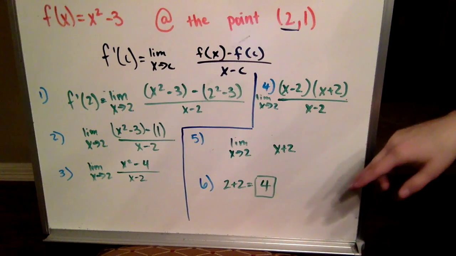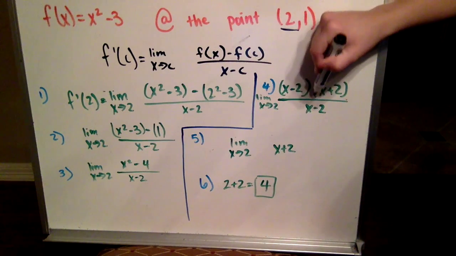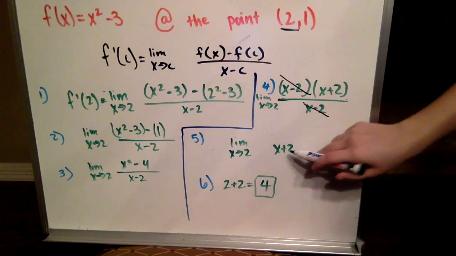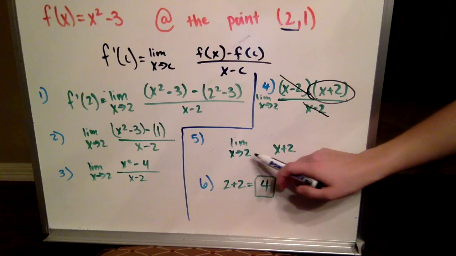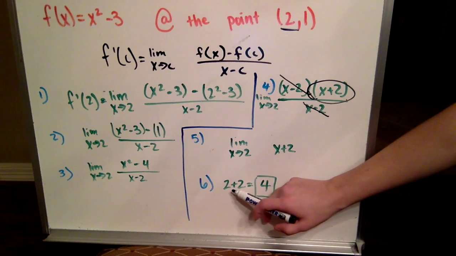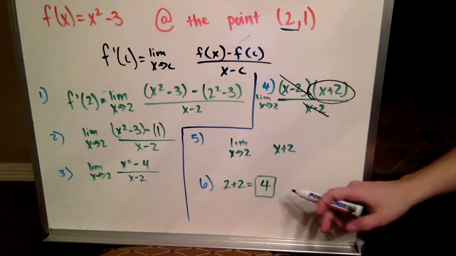So what you're going to do here is make sure you know this is crossed out, and you end up with the x plus 2. So you have the limit as x approaches 2. So then you have 2 plus 2 equals 4, and 4 is your answer.